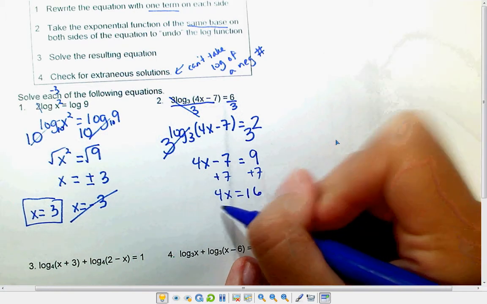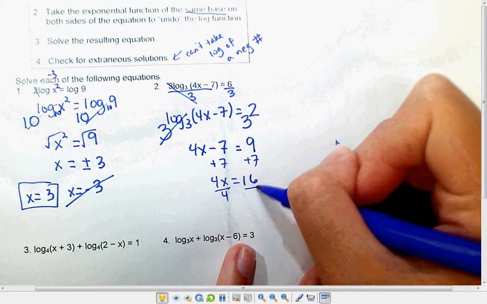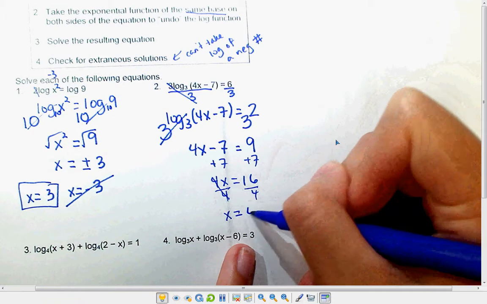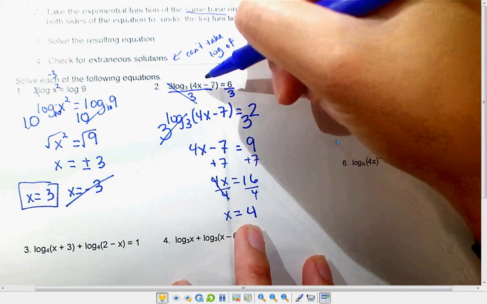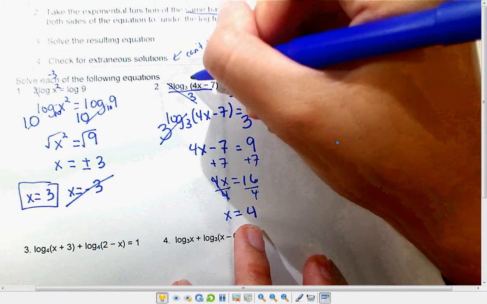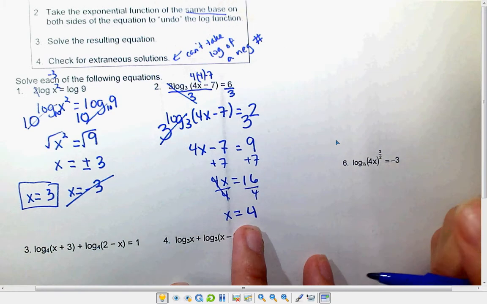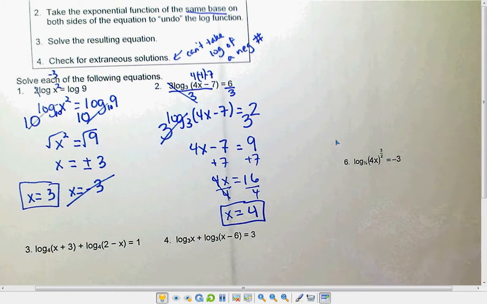4x equals 16, get rid of the 4. Right now they're being multiplied, so we divide. We get x is equal to 16 divided by 4, which is 4. And if you plug 4 back into your equation, so now we're checking for extraneous solutions, 4 times 4 minus 7, 16 minus 7, that's going to be positive. So this is an answer for my problem.